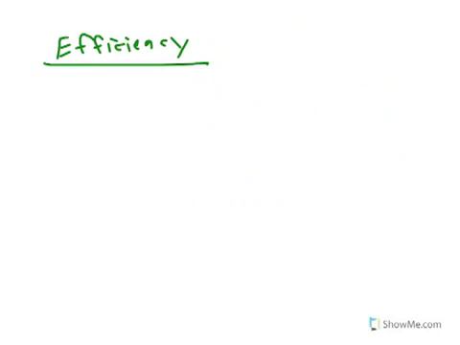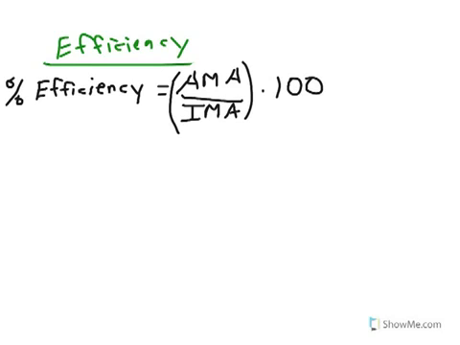When talking about both actual mechanical advantage and ideal mechanical advantage, you end up having to talk about efficiency. Efficiency is just the percentage of the work input that is converted to the work output, or how much of the force you're putting into it are you actually getting out of the system. So the percent efficiency is your actual mechanical advantage over your ideal mechanical advantage times 100.